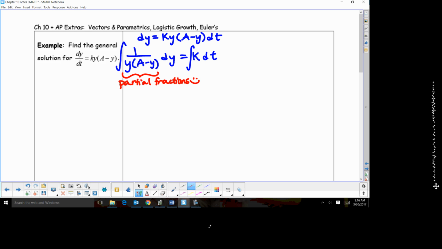So as I go to do my partial fractions, I know I want something over y plus something over a minus y to equal 1 over y times a minus y. Now, we used to write A and B, for if it's linear, to be a constant on top, but do I want to use A? No, so what should I use? B and C. You can use Q if you want, but I'm going to use B and C.